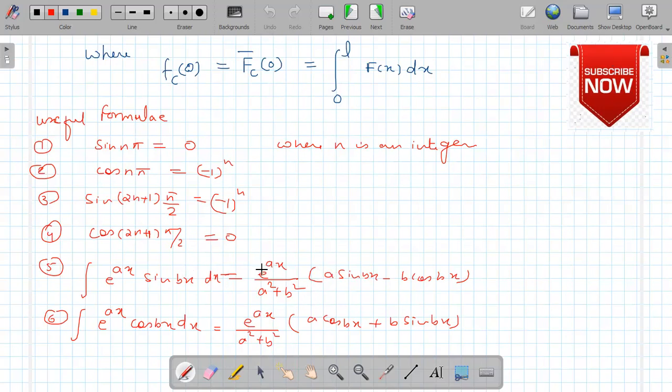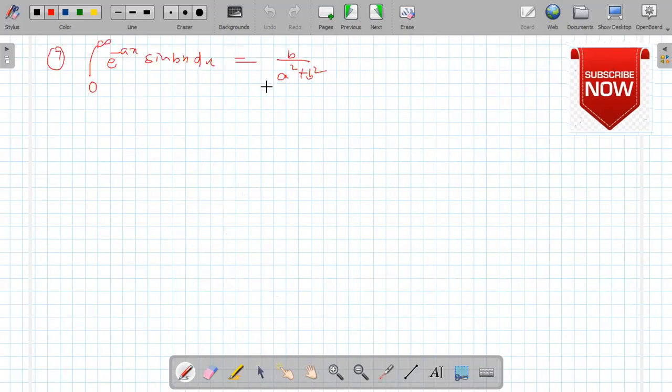Then we apply the limit. At the upper limit the whole expression will be 0 because e raised to minus infinity is always 0, and at the lower limit this term is 0 and we are left with only b, and e raised to power 0 is 1, so we have b upon a square plus b square. This is a formula that you can memorize. And similarly, if we apply the limit in the cos formula, then we have a upon a square plus b square.